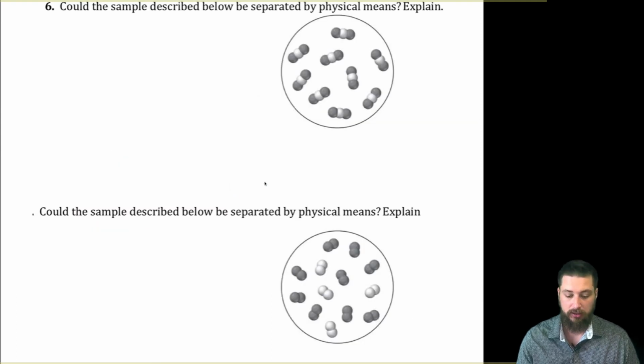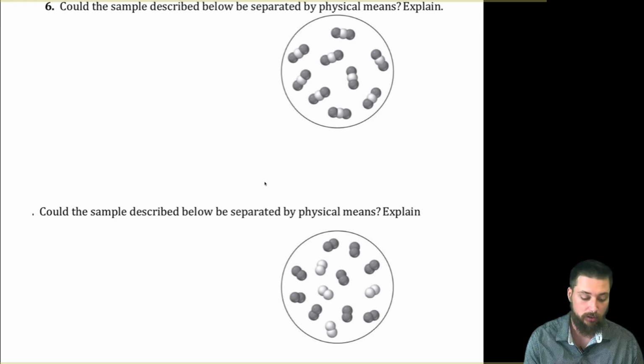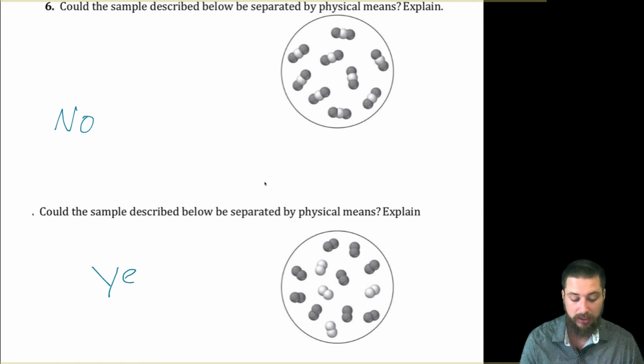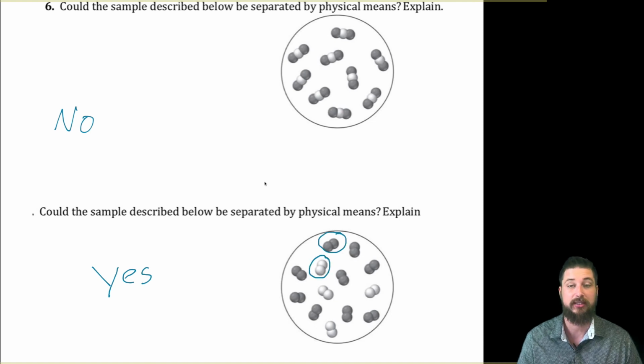Now let's go ahead and go to this next one. Could the sample described below be separated by physical means? And the answer is no. It cannot, because those atoms are chemically bound together. And this next one here is, can this be separated by physical means? And the answer is yes, because you can physically separate this type from that type because they are not chemically bound together. And that is all.